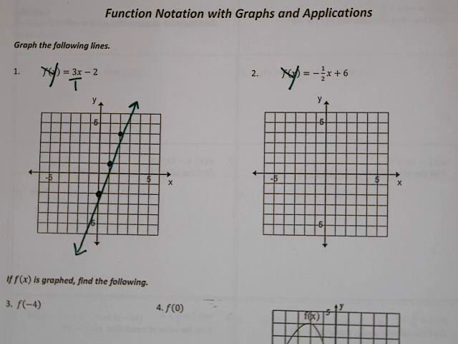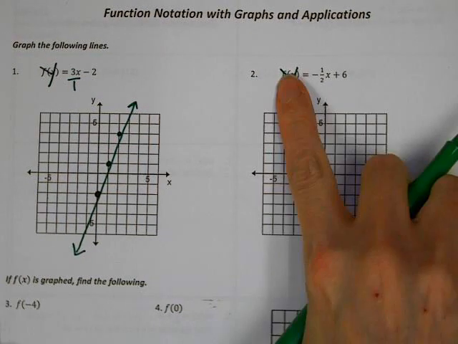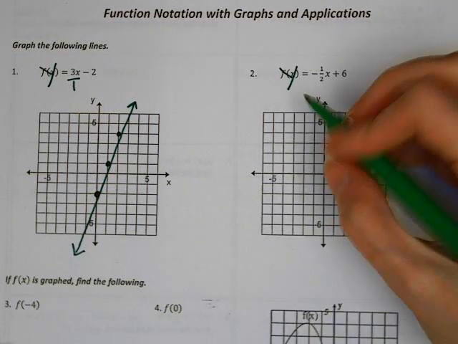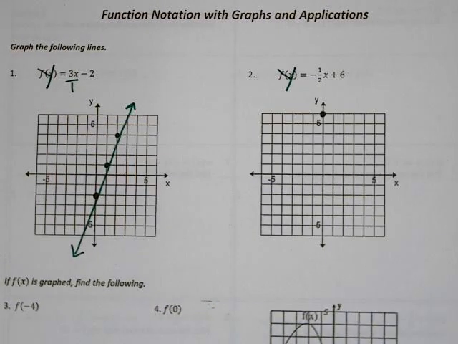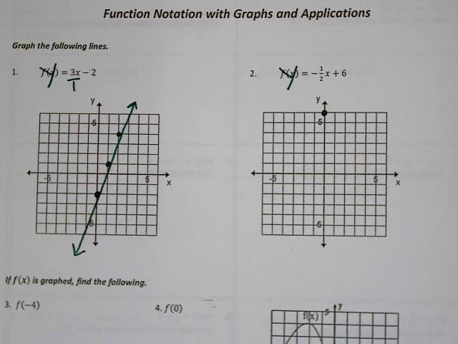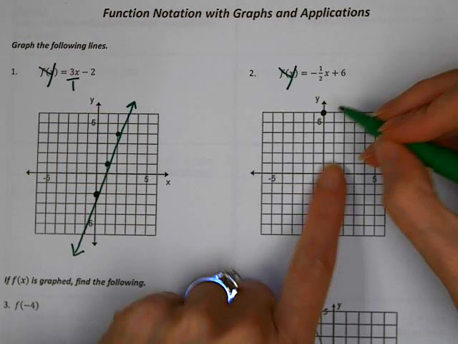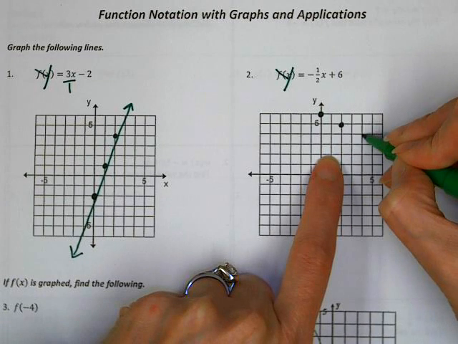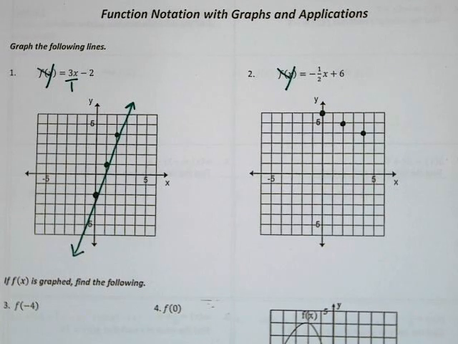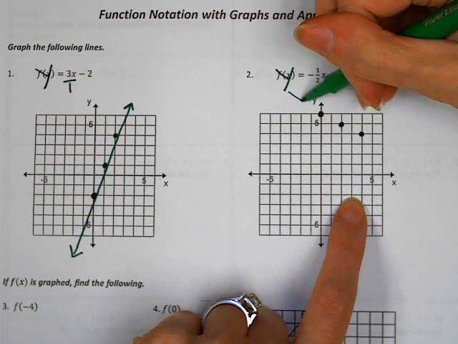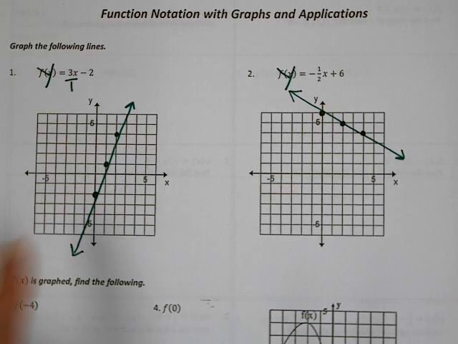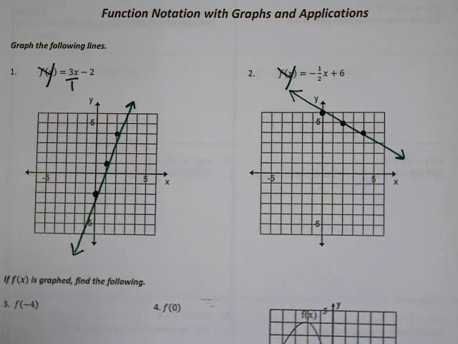Okay, number 2. Same thing, y equals mx plus b. We're going to begin with the b, so the y-intercept at 6, and then our slope is negative, so be careful. I'm going to go down 1, right 2. Down 1, right 2. Make sure your slope is going down, and there's our line. So no different if it says f of x. It just means y.